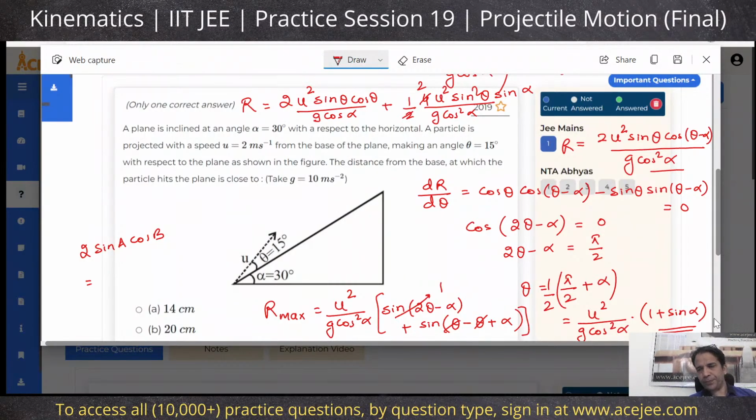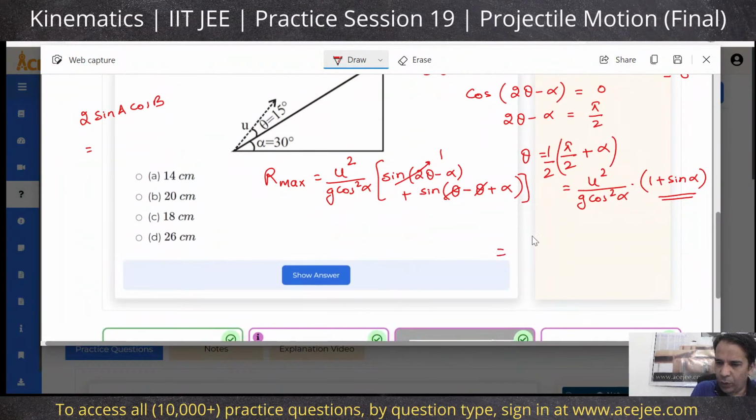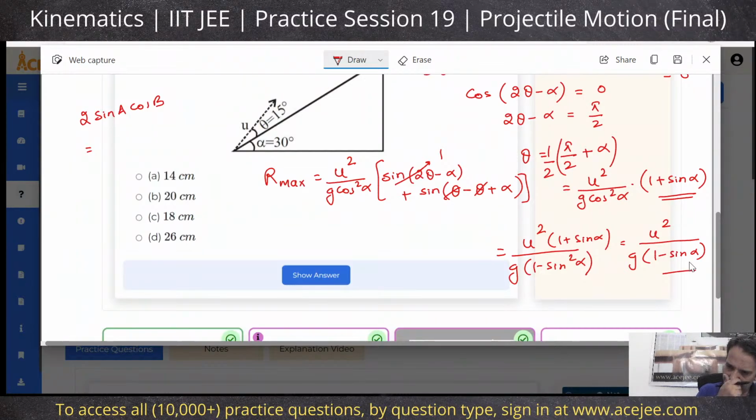Yes, Peter? And by the way, we could have simplified these equations. We can write cos square alpha as 1 minus sine square alpha. We can write this as u square upon g into 1 minus sine alpha. Correct?